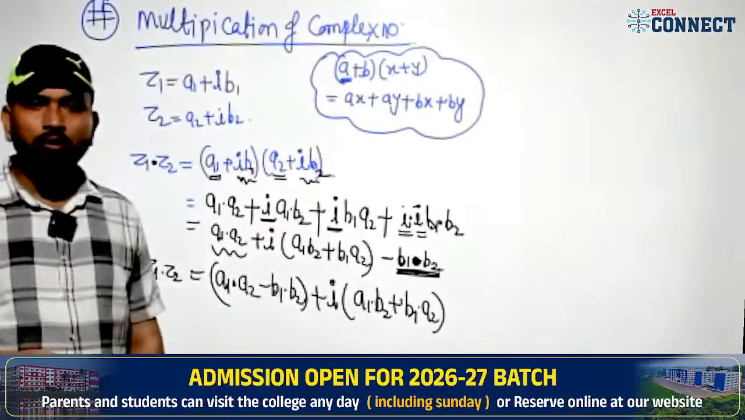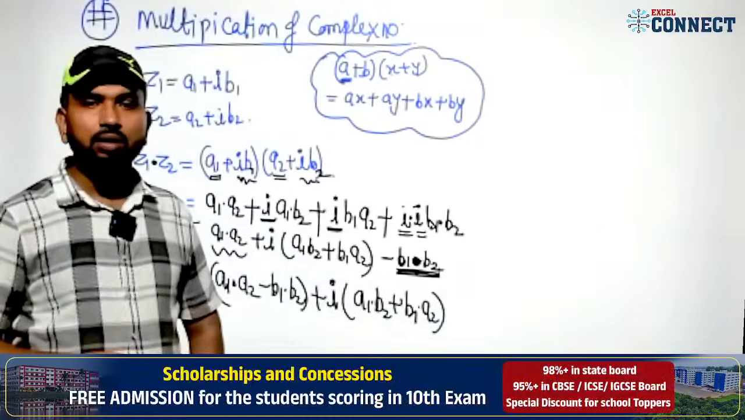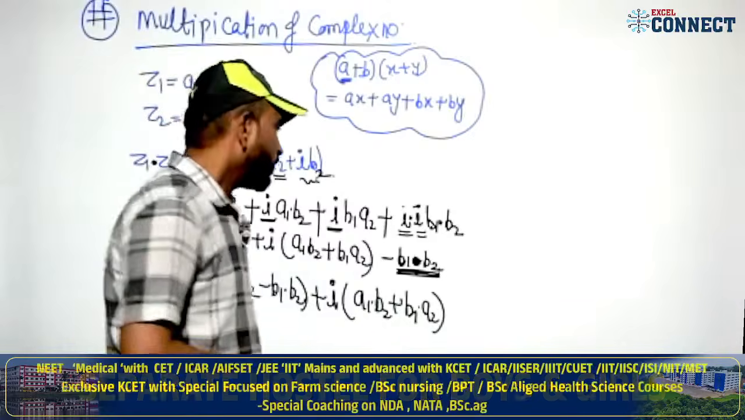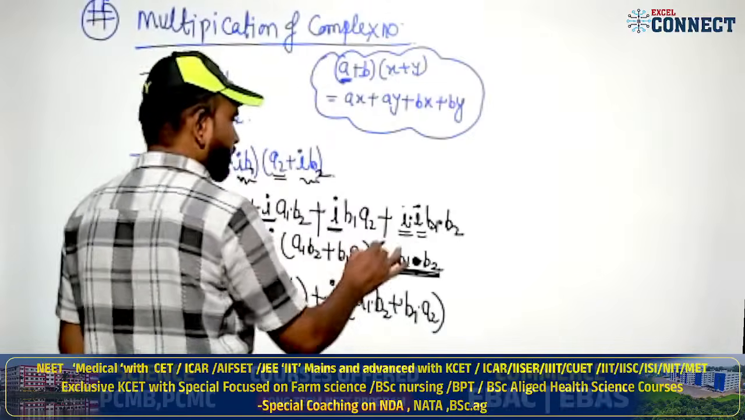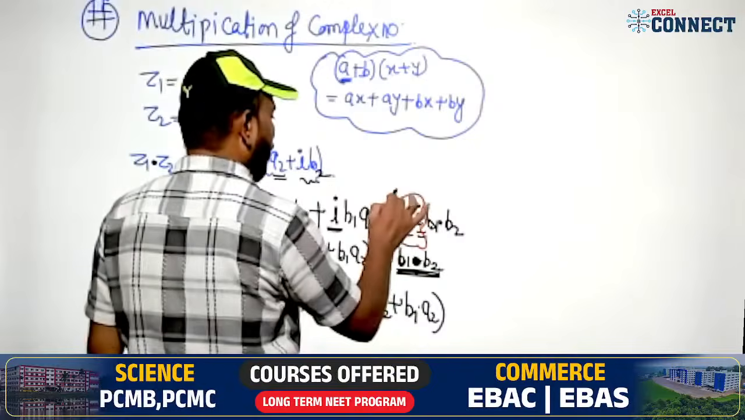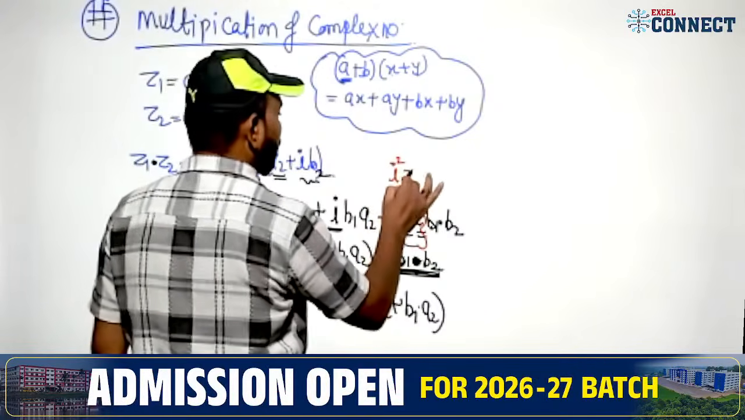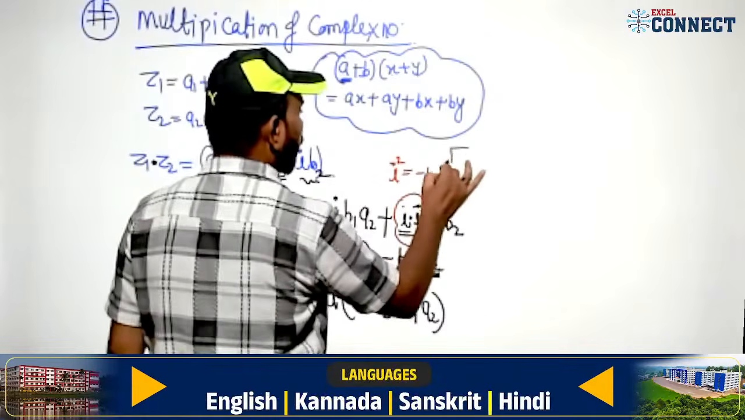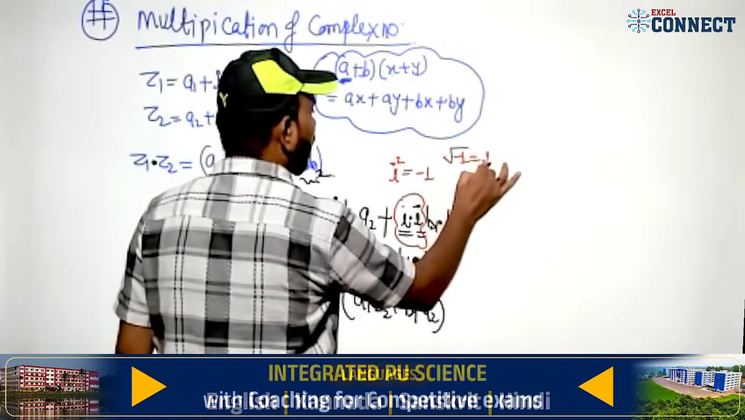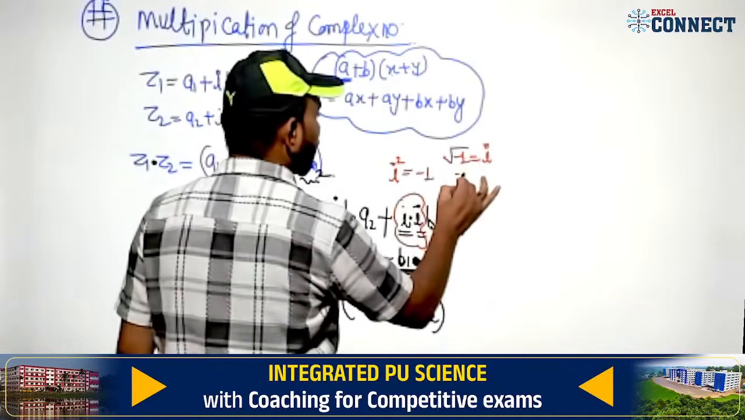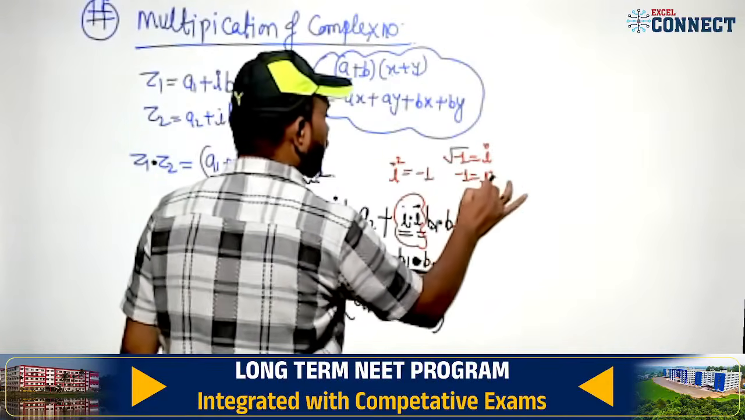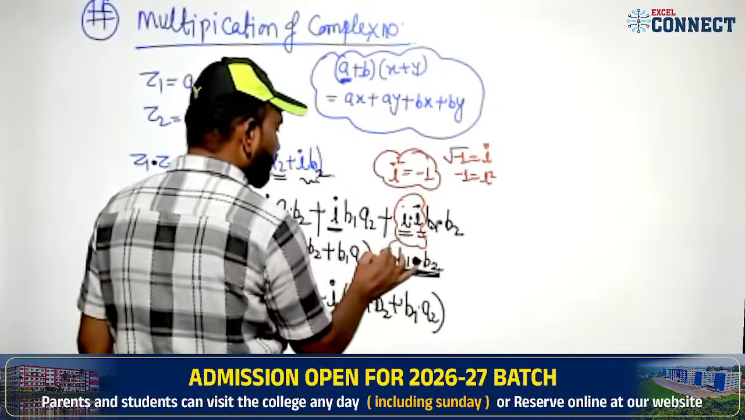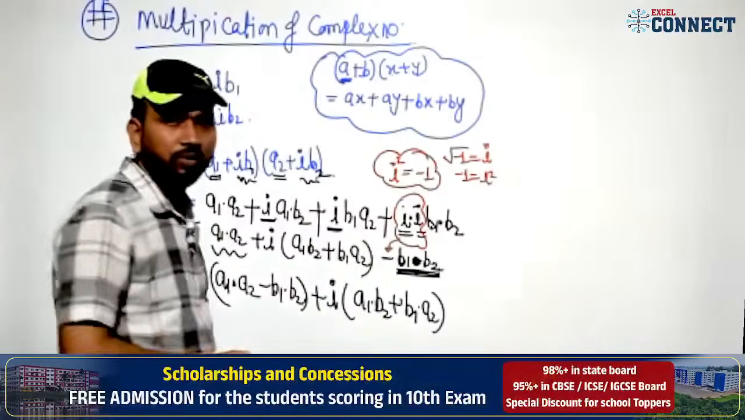Iota into iota is iota square. Yesterday I discussed this. Iota square value is minus 1, because the square root of minus 1 is equal to iota. If I square both sides, then minus 1 is equal to iota square. So iota square value is minus 1. So here I replace this with minus 1. So minus multiplied here. Okay.